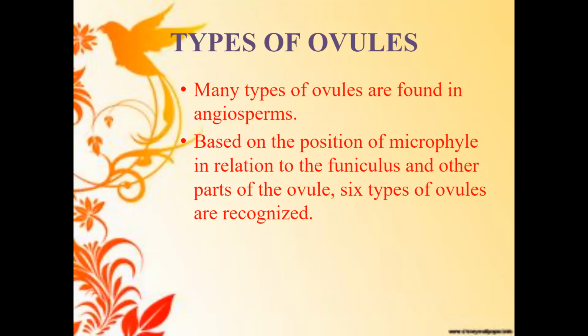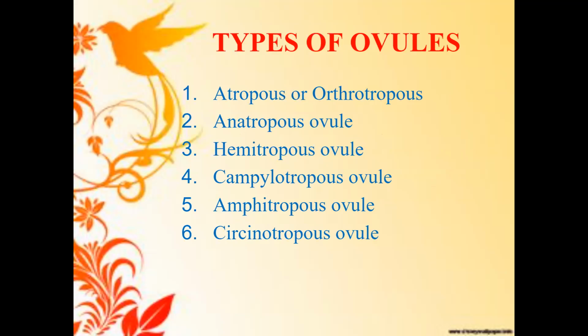Many types of ovules are found in angiosperms based on the position of the micropyle in relation to the funiculus and other parts of the ovule. Six types are recognized: orthotropous, anatropous, hemianatropous, campylotropous, amphitropous and circinotropous. We'll discuss them one by one.